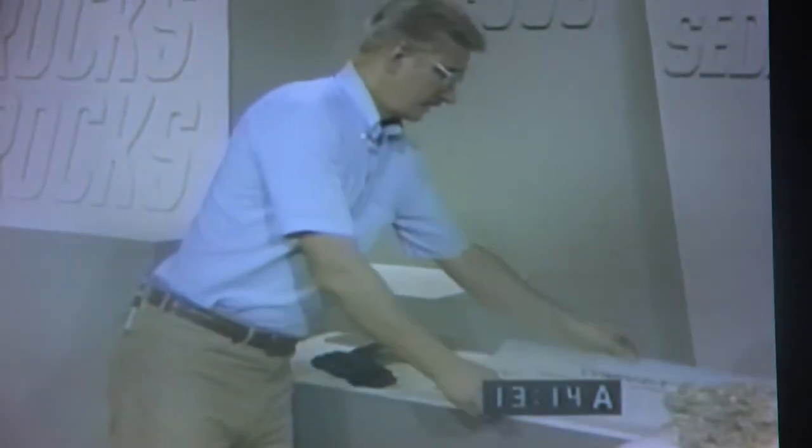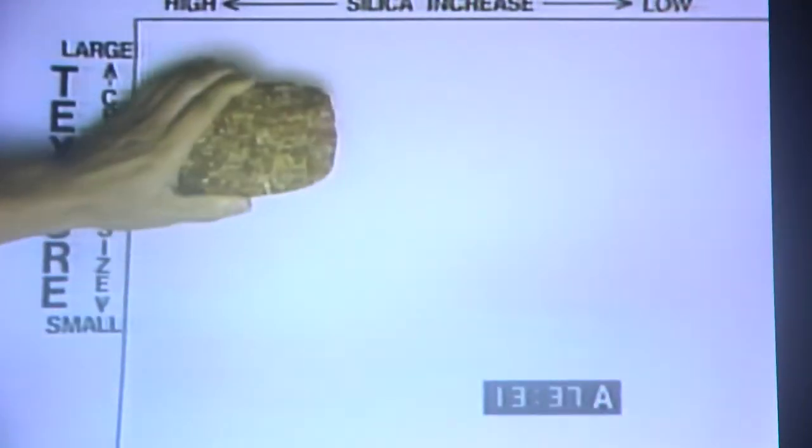Now, if we combine the texture of the rock with the minerals present, we have a basis for naming or classifying igneous rocks. For example, a rock that is high in silica, that is composed mainly of feldspar and quartz, and has mineral crystals large enough to see without a microscope, we would call that rock a granite.